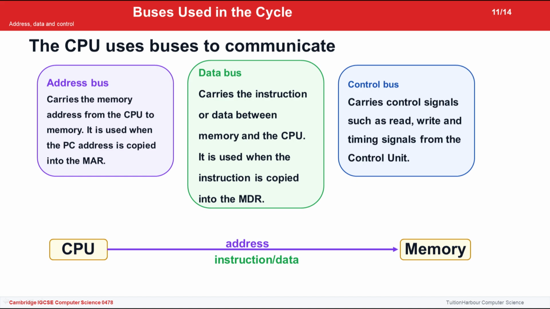Buses used in the cycle. The address bus carries the memory address from the CPU to memory. The data bus carries instructions and data between memory and the CPU. The control bus carries signals such as read, write, and timing signals. These buses allow the CPU and memory to communicate.